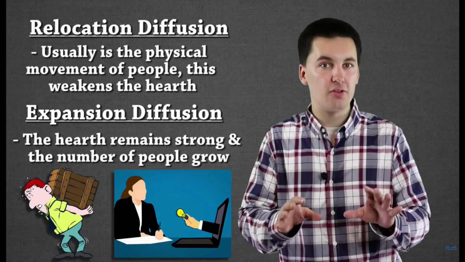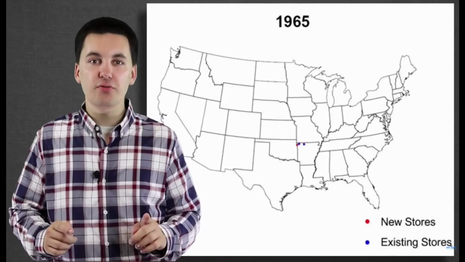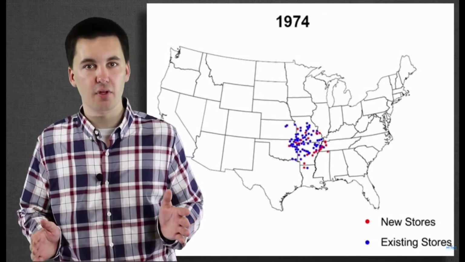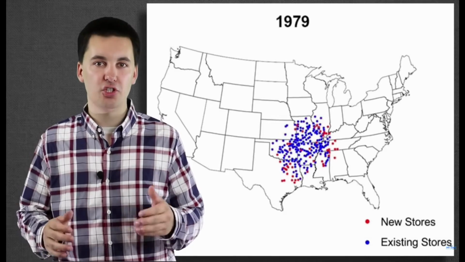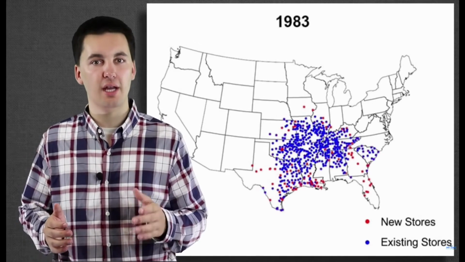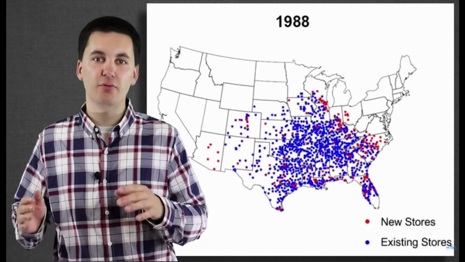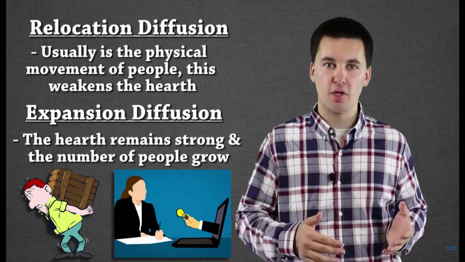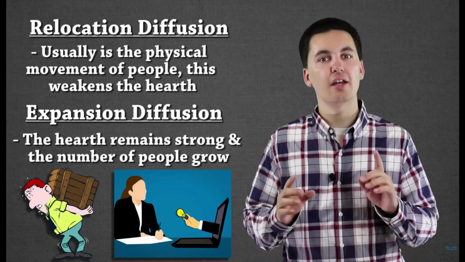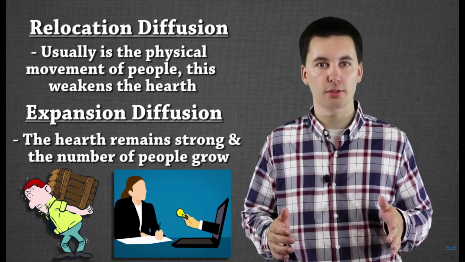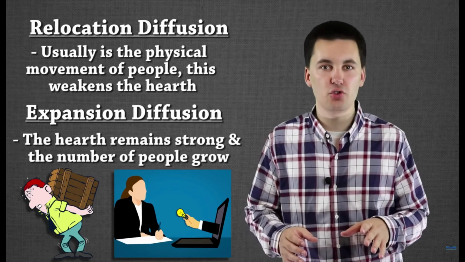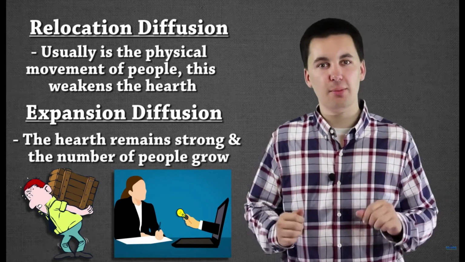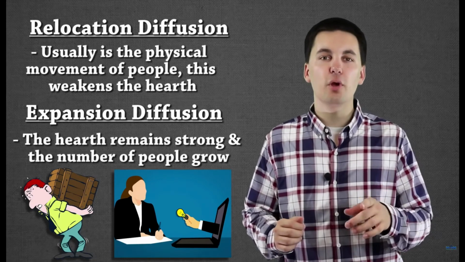Now, that is relocation. Expansion diffusion is different because our hearth is going to remain strong, and it's not going to die off. And there's different types of expansion diffusion. Now, we're going to go into all those right now, but it's going to be important for you to remember the differences between expansion and relocation, particularly with the hearth. In relocation, the hearth is going to become weaker, and in expansion, the hearth will remain strong. So let's actually get into expansion diffusion now, which is, again, we're going to spread outwards from the hearth. And we have to get into the different types of expansion diffusion, starting with hierarchical.